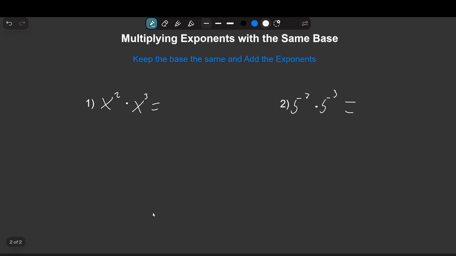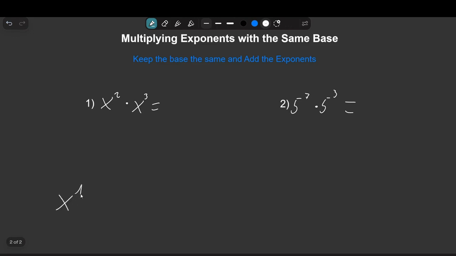In this video I'm going to cover multiplying exponents with the same base. Now, when we do this, we keep the base the same and then add the exponents. So, this is our base for example, and these are our exponents. For example, let's make a little example formula.